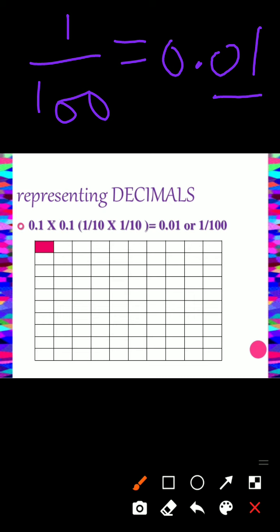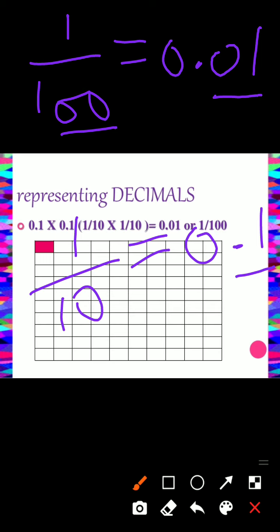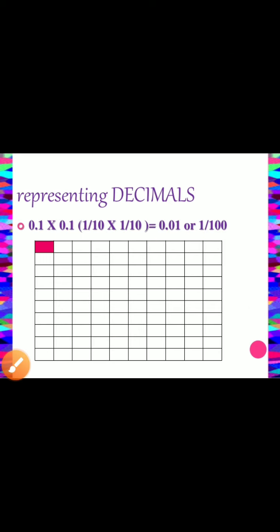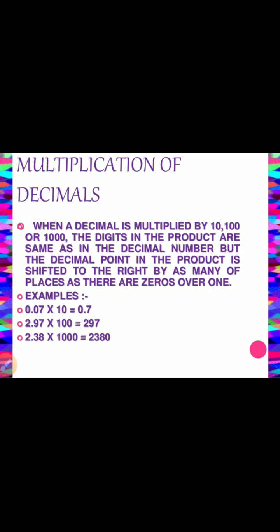After the decimal, how many digits? 2 digits. How many zeros? 2 zeros. The number of digits and number of zeros will be equal. 2 digits, 2 zeros. 1 digit, 1 zero. If you want to write 1 upon 10 in decimal form, how will you write? 0.1. After the decimal, 1 digit, so 1 zero. Like this, you can multiply the other one also, and this is the multiplication of decimals.